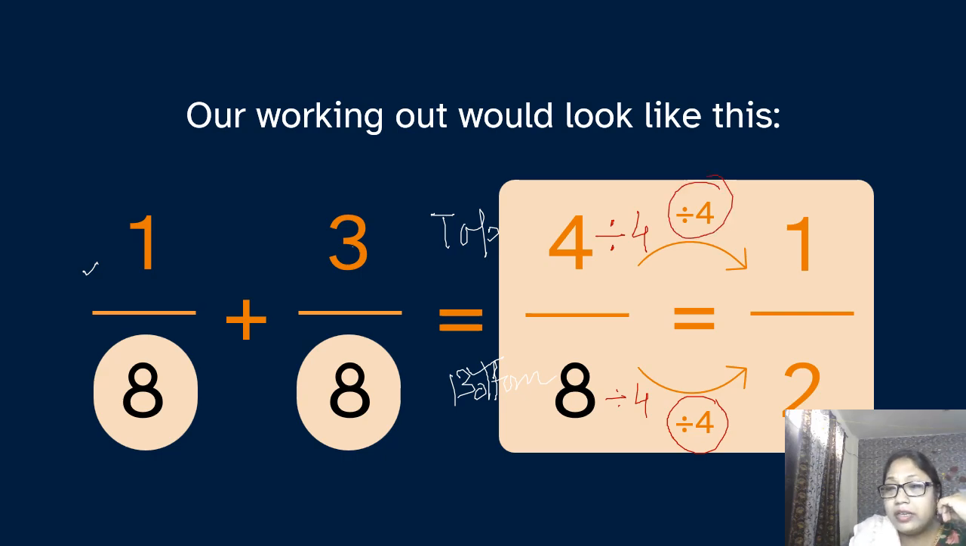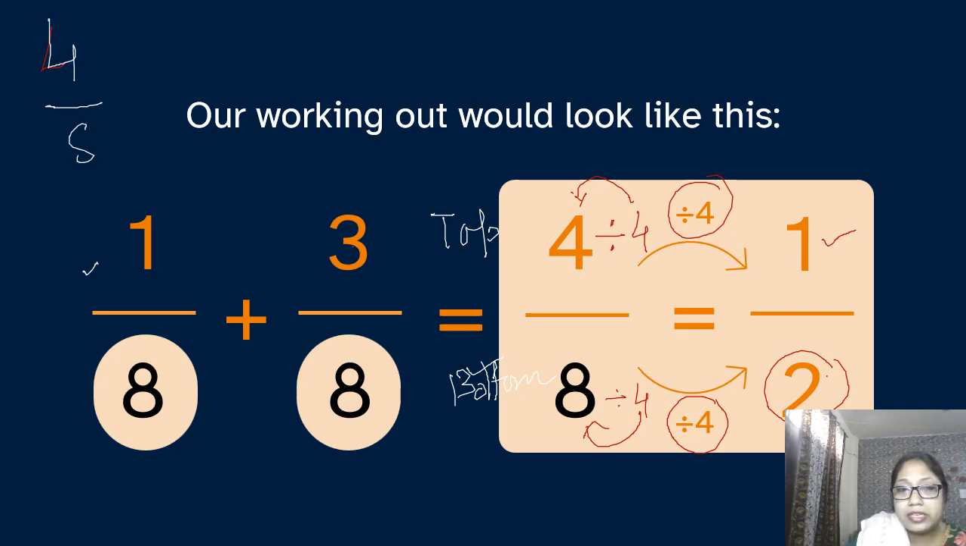For reduction, read the table of 4. 4 ones are 4. This is 1. 4 twos are 8. This is 2. So now after simplification, after reduction, my new fraction is 1 upon 2. Earlier it was 4 upon 8. After simplification, it is 1 upon 2. These are equivalent fractions, different numbers but having the same value.